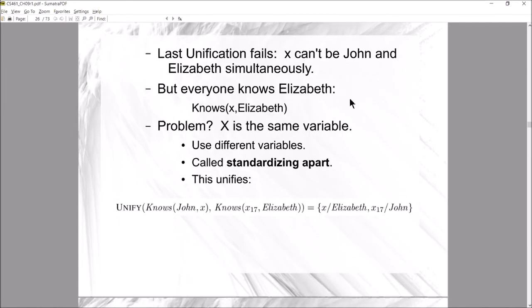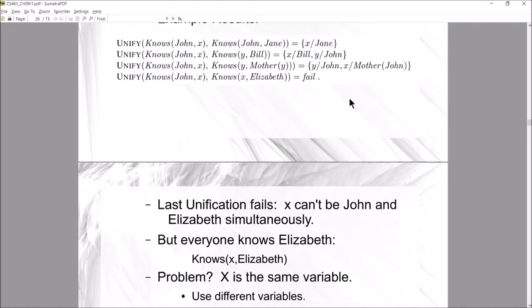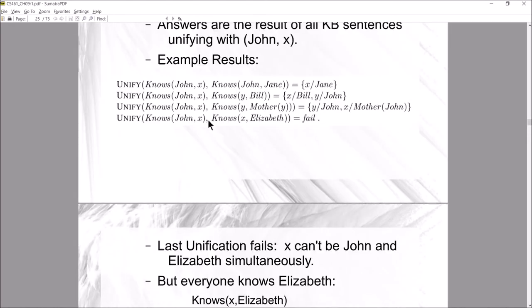All right. Let's see here. Now, but everybody knows Elizabeth, right? So you say that last unification is going to fail because X can't be John and Elizabeth simultaneously. So go back here and take a look. This X over here in the sentence P can't be Elizabeth, but then over here it can't be John, so they don't match, right?